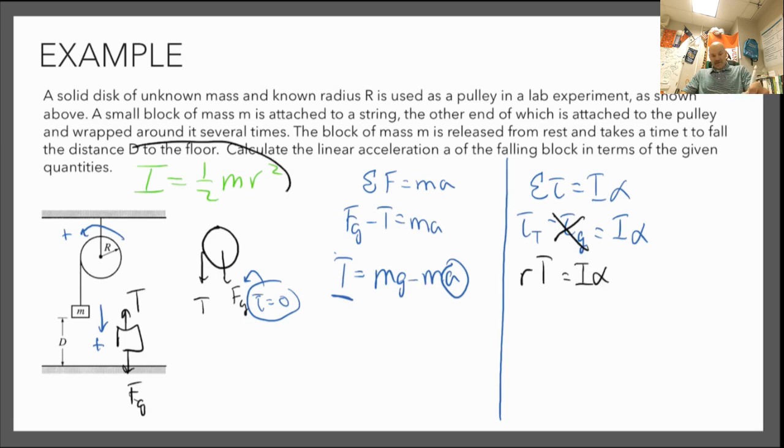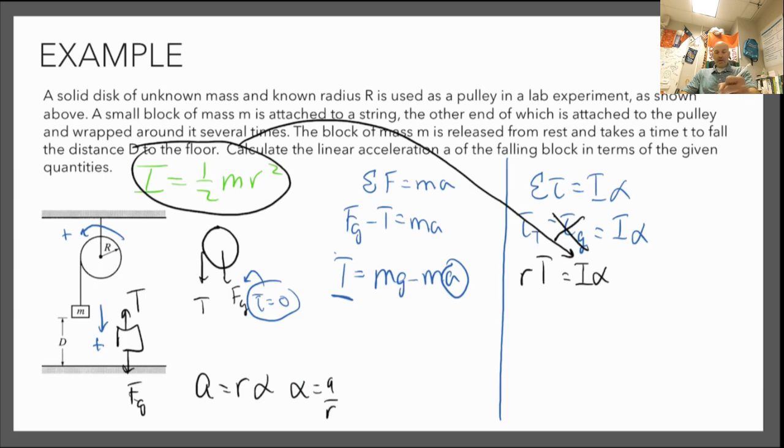Okay, I'm going to substitute in 1/2 mr squared for I. Alpha is given to us in the relationship of a equals R alpha. So alpha would be a over R. So now I just substitute in all of my things. So I have 1/2 mr squared times a over R. And then we can simplify here. One of those R's is going to cancel that R. This R is actually going to cancel the other R. And so I get tension is 1/2 ma.